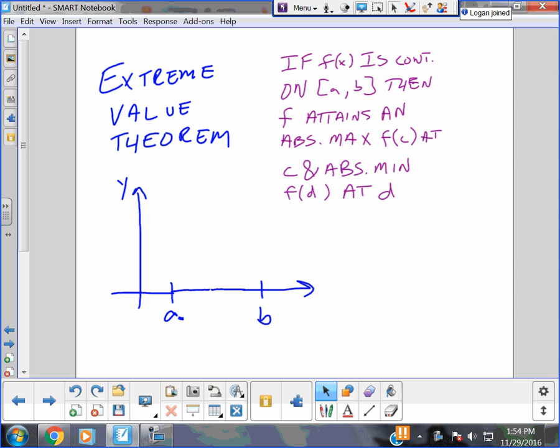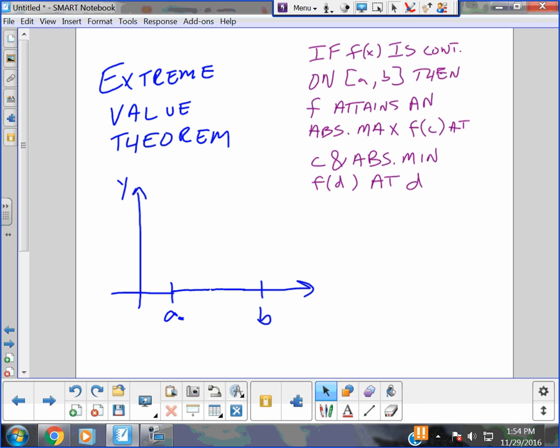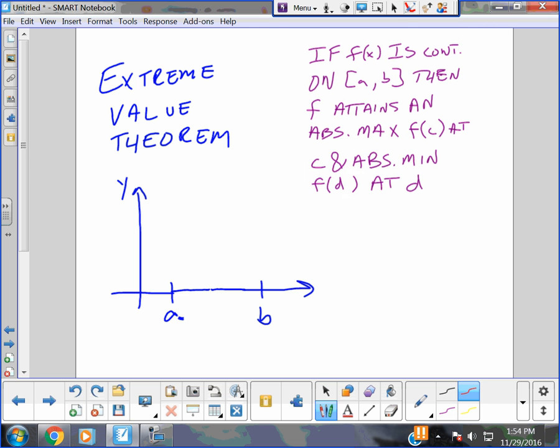of c at c and an absolute minimum f of d at d, where we see f of c as a y value and f of d as a y value. Everybody, we got to go through this and see this, so I'm going to make a whole bunch of graphs about this theorem. Remember, if it's a closed interval, those 2 points exist, right? F of A and F of B exist.